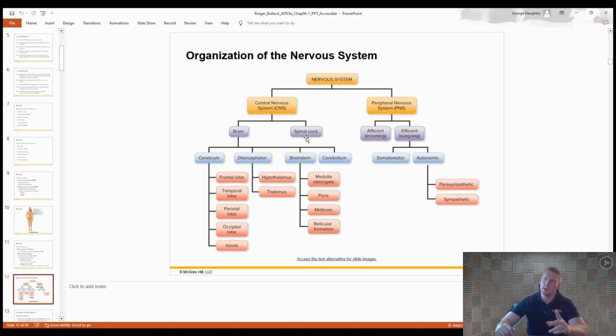But the brain has, of course, many complexities. Do you need to be an expert on the brain for this PowerPoint? Of course not. But just have an appreciation of all your major divisions, the cerebrum versus the diencephalon, which is just the posterior portion of the midbrain, the brainstem, and the cerebellum, and all of the subdivisions.